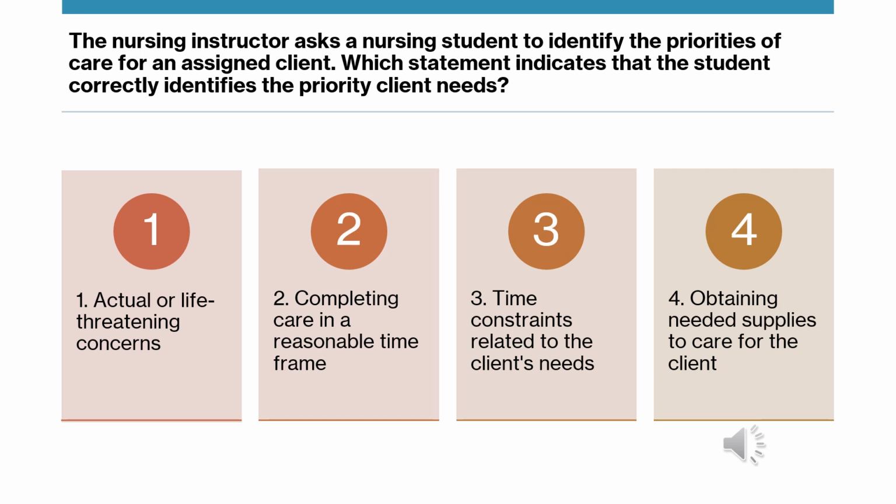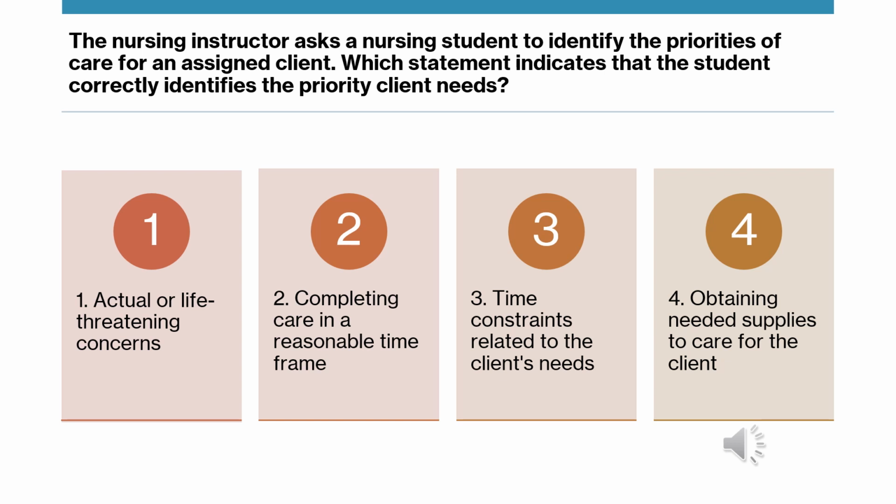We do have certain time constraints. Maybe they got to go to PT, or we do have some time constraints that we need to think about. However, if we don't adhere to those time constraints, is that going to kill the patient, or is that going to seriously injure the patient? Obtaining needed supplies to care for the client. Obviously, you want to do that, but again, is that going to kill the patient, or is that going to cause serious injury or harm to the patient if we don't get all the supplies we need at one time?